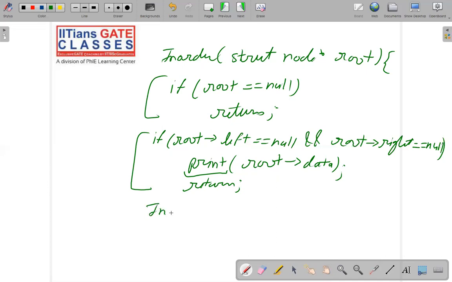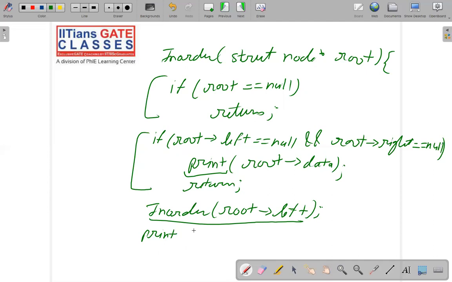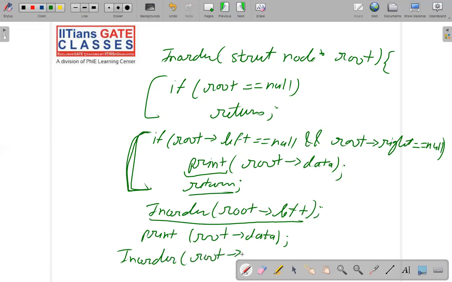So we will call in order again and we are passing root left subtree. So we are going for the left subtree here. Then we are printing the current node, which is root data. It is not going to print two times because we are returning here. In this condition, if we are at a leaf node, we are returning. Else we will do in order root right.